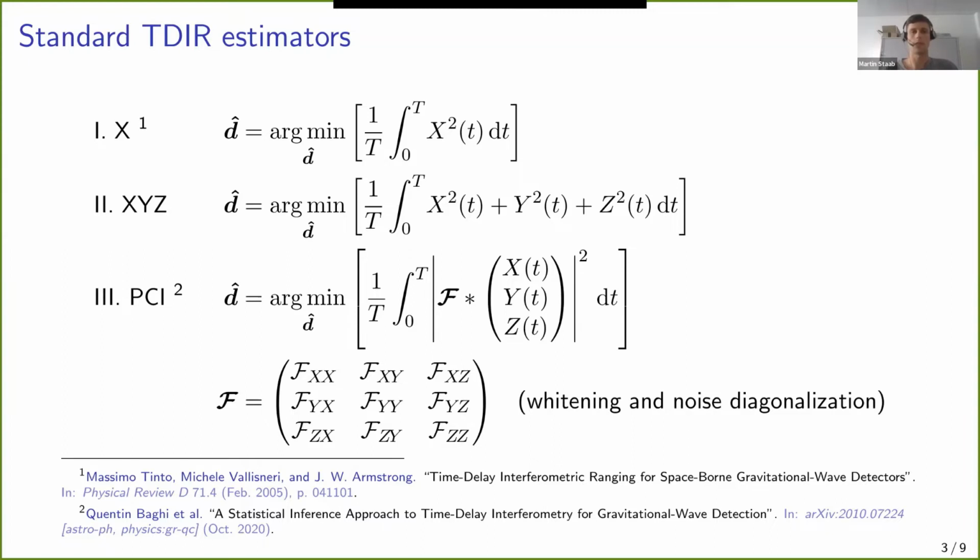And then you can take it further and just take X, Y, and Z, so the full TDI space, and do the same thing. And you will end up with more accurate estimates of your arms. And then the third option is then what already Kantar talked about. So this PCI, where you orthogonalize those 3 combinations and also whiten them. So you also take into account the noise spectra of your secondary noises.